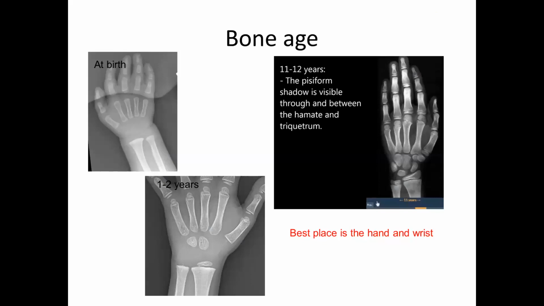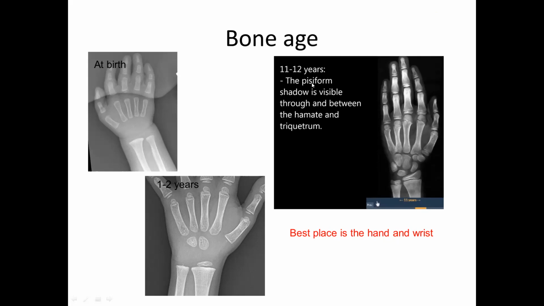Now let's look at what we call bone age. As I told you, the wrist is the best place to check bone age. At birth, all the shafts of the phalanges and the metacarpals have the primary ossification centers. Then at 1 to 2 years, you get secondary ossification centers forming. And here you can see 2 carpal bones are ossified. So very easy. You count the number of carpal bones and that generally equals the age.